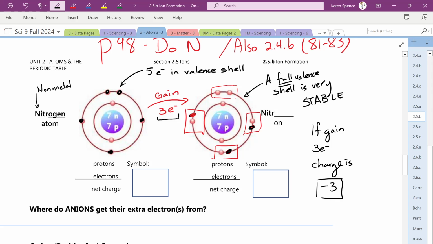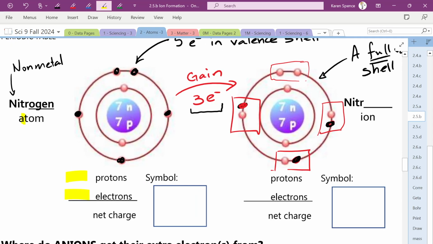Let's go over here and fill in the number of protons and electrons in the nitrogen atom. You can tell the number of protons because it tells us in the structure there are 7 protons. How many electrons are there in the nitrogen atom? Count them up. How many? There's 5 in the valence shell, and then there's 2. I'm going to put them both here and get rid of this one. And 2 in the inner shell.